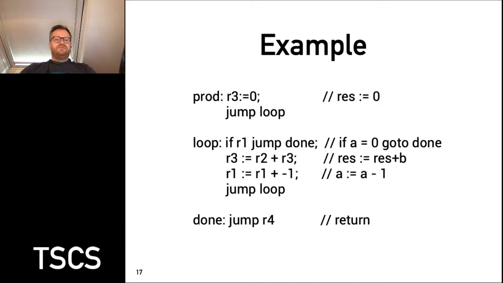You have three instruction sequences here. We label them. The first we call prod, which assigns 0 to register number 0, and then jumps to loop. And then if R1, if register 1 is 0, then jump to done. This translates to: if a, the contents of R1, equals 0, go to done.